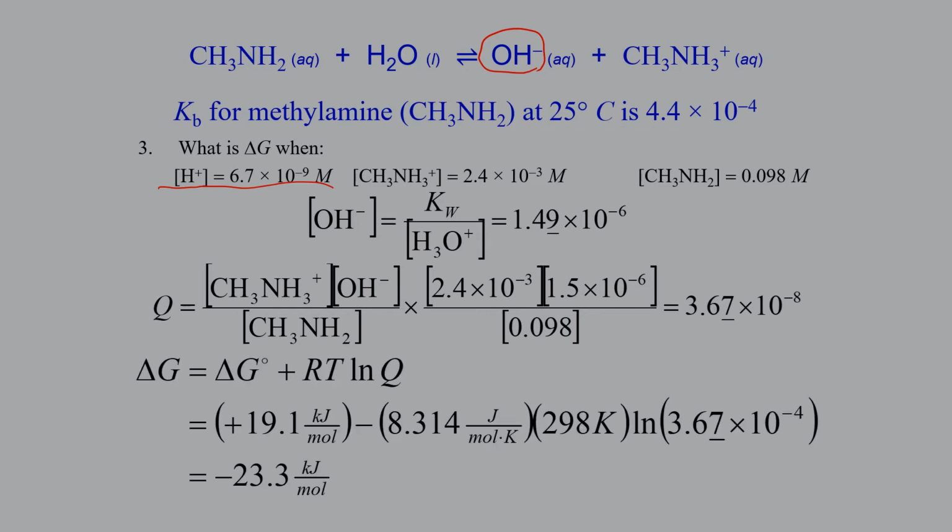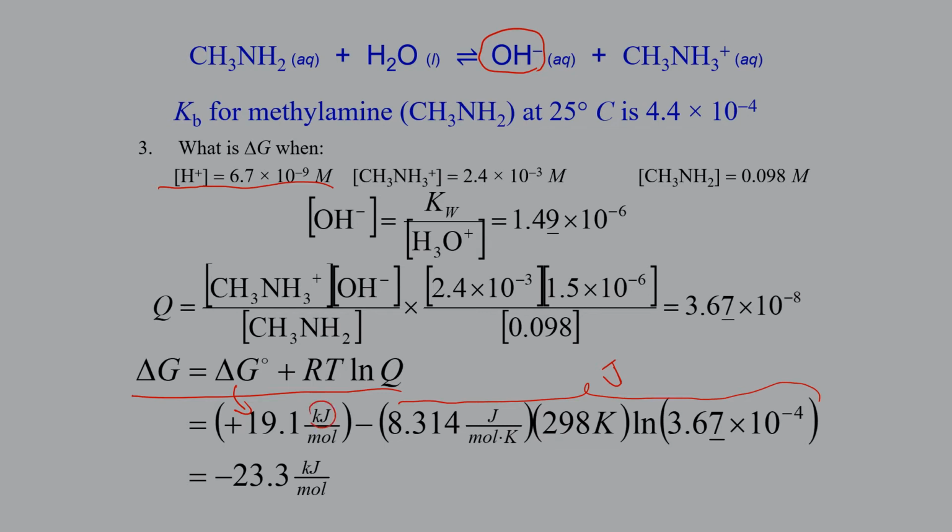And then to get the delta G under those exact conditions, just remember this relationship right here. We got this from the previous part of the problem, so that is this positive 19.1 kilojoules per mole. And then just evaluate this, and don't forget, and this is a common goof, that as it is written in here, this is actually going to end up being in joules.